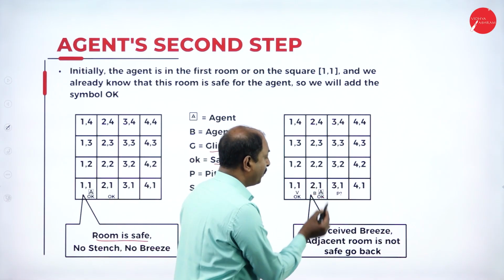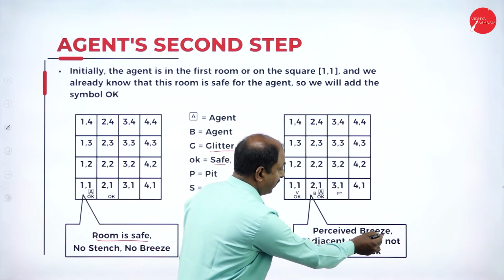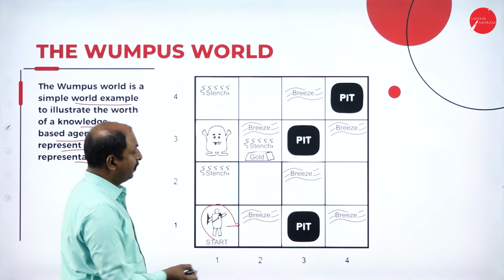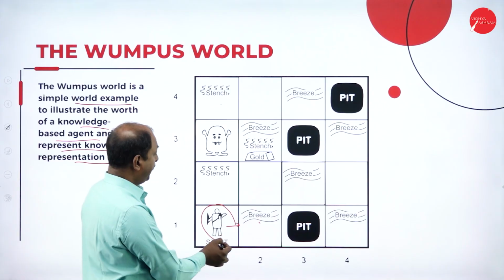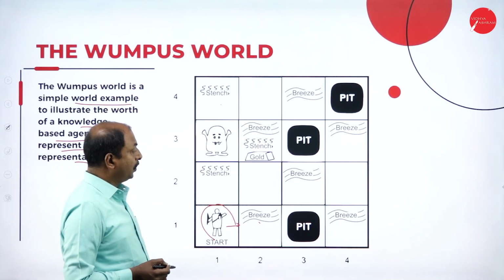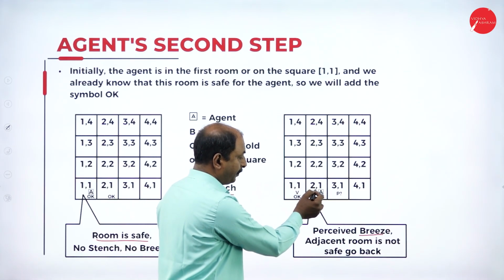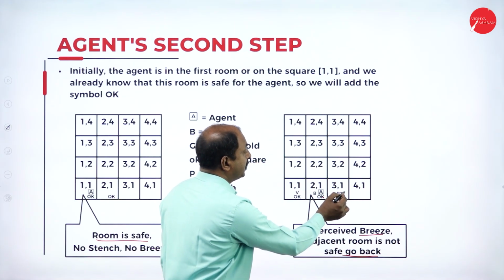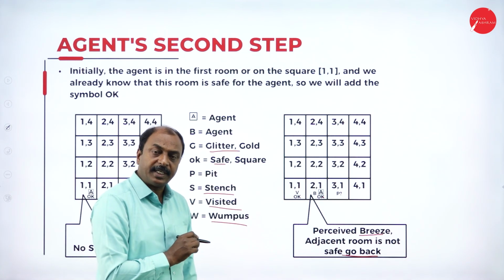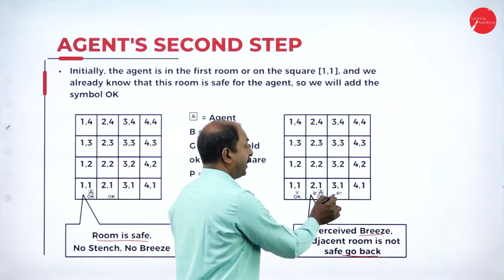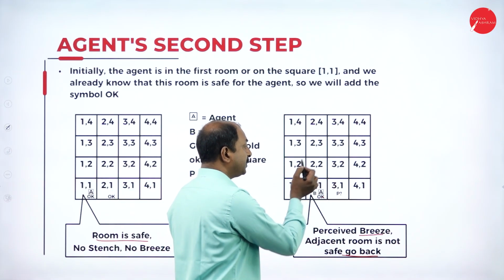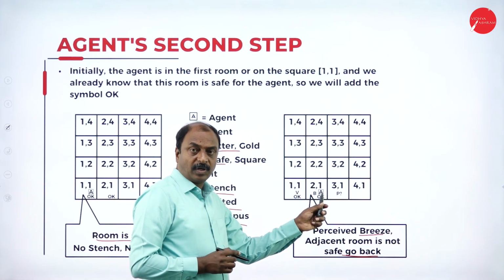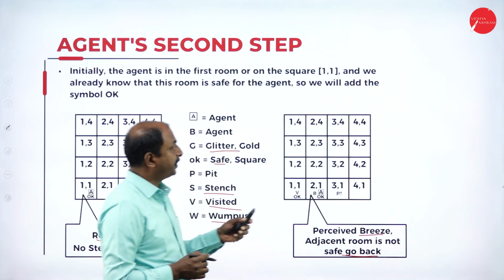At 2, 1, he perceived the breeze as per the diagram. If you look at the diagram here, there is a breeze at this place. So at 2, 1 there is a breeze. So the adjacent room is not safe, because there would be a pit as per the condition. Adjacent to it, either here or maybe here, there may be a pit, so he cannot move forward. So that is one condition for him.